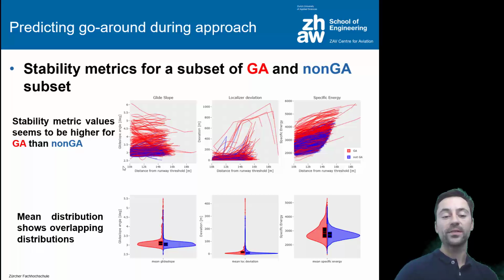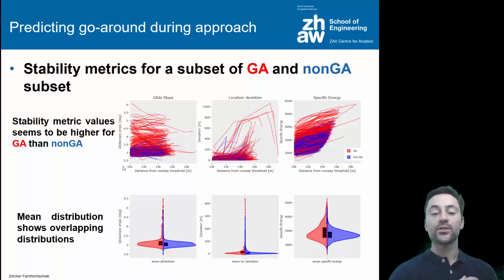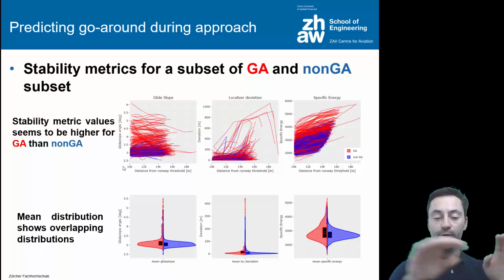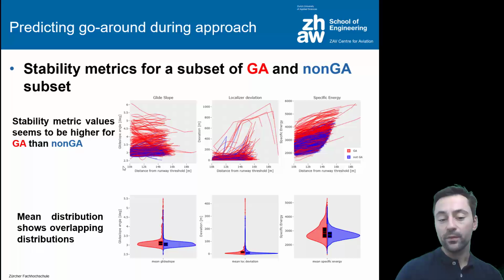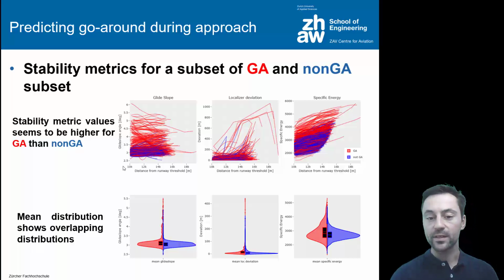So let's have a look at the stability metrics for some go-arounds and for some non-go-arounds. On this plot, on the first row, you can see the time evolution of some stability features, such as the glide slope, the localizer deviation, or the specific energy. What you can see is that for go-arounds, in red, those values seem to be higher than the normal landings in blue.